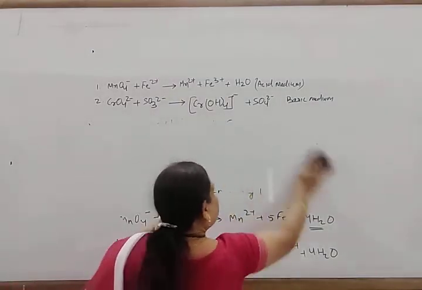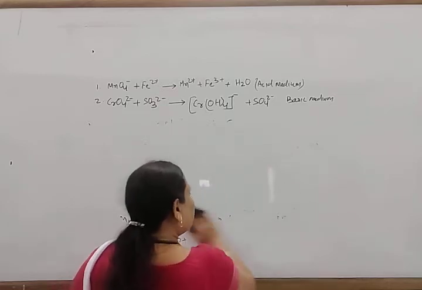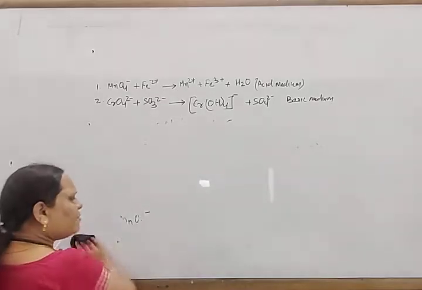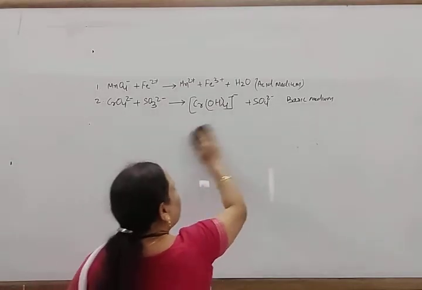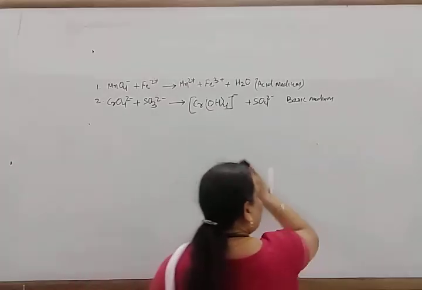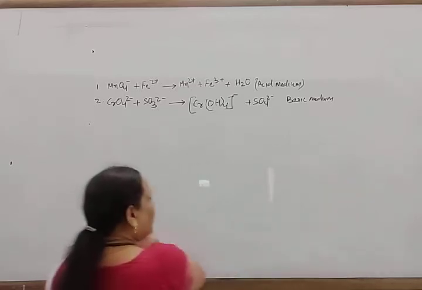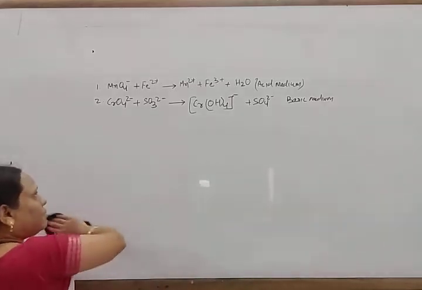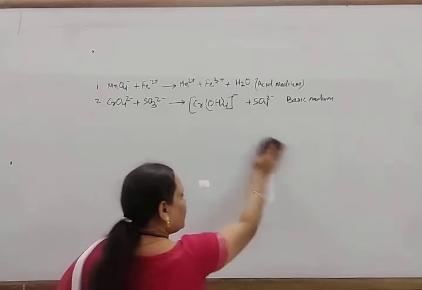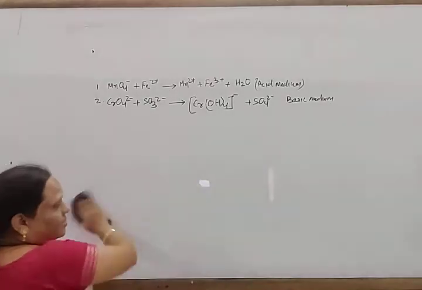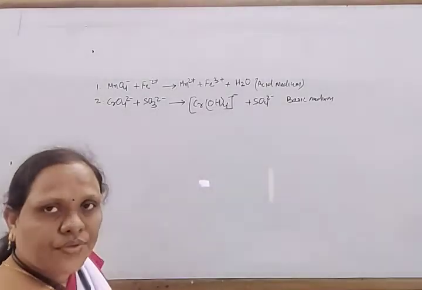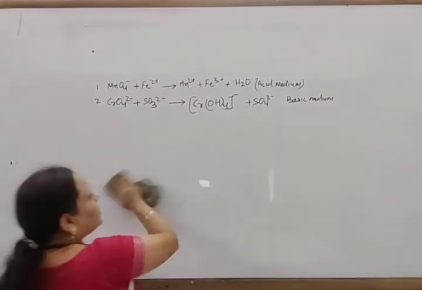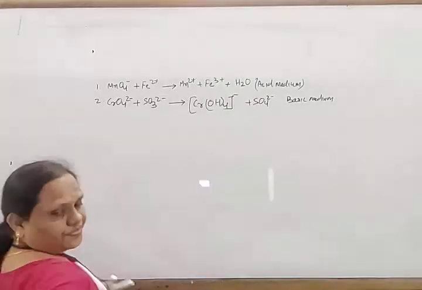Okay. So in basic medium, what we have to do? We have to do the same thing, but to balance oxygen, you have to add the number of water molecules where it is deficient, and to balance hydrogen, you also have to add water molecules where it is deficient, and the same number of OH minus ions on the opposite side. Okay, so look here.